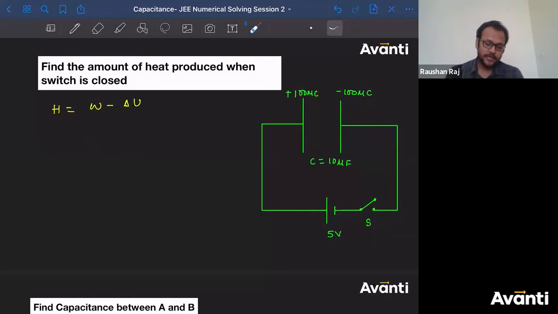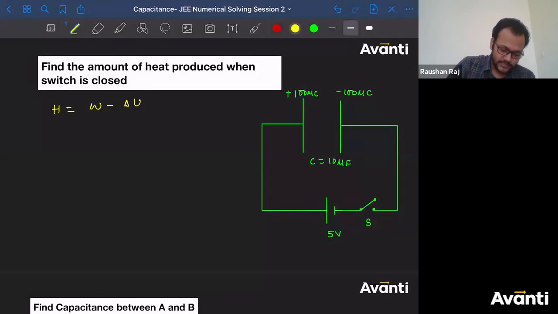Okay. Now, how will I get the value of delta U? Delta U is nothing but final potential energy minus initial potential energy. How will I get what is the final potential energy stored in the capacitor? If I know what is the final charge that has appeared on the inner face of the positive plate, right? Initial potential energy. So what is the initial charge that is present on the inner face? That is already given to us, 100 microcoulomb, right? चलो तो find out करते हैं.